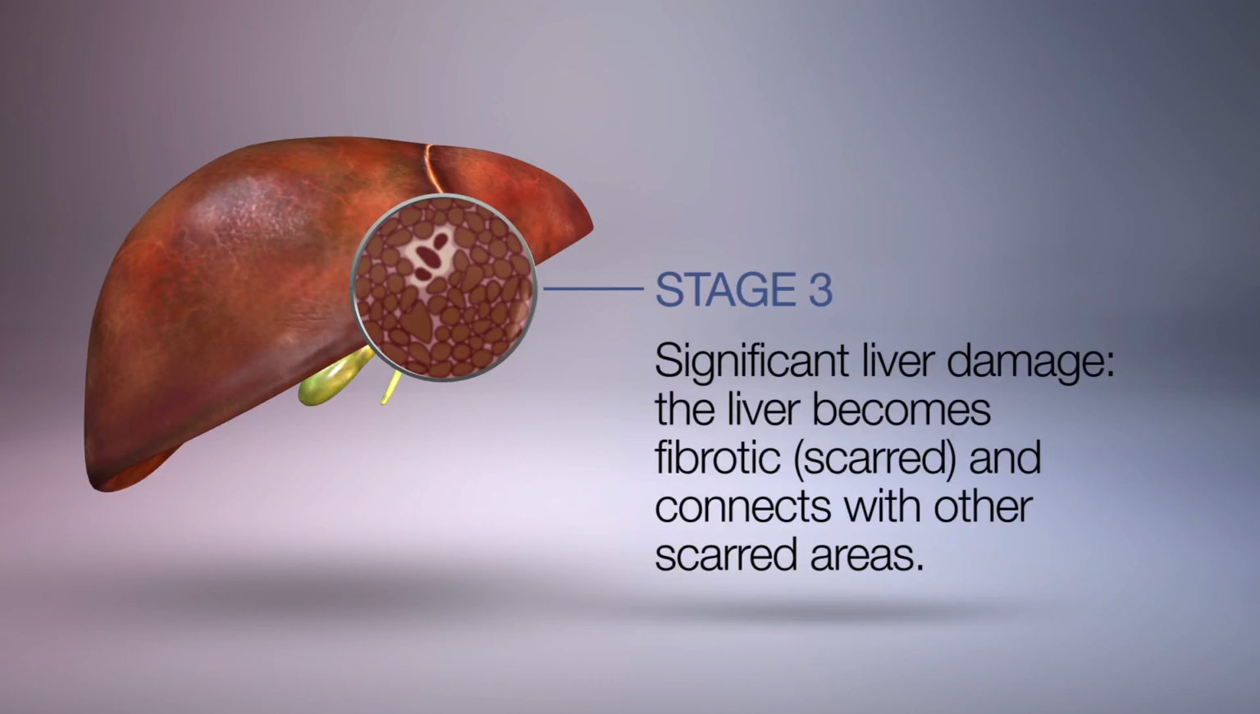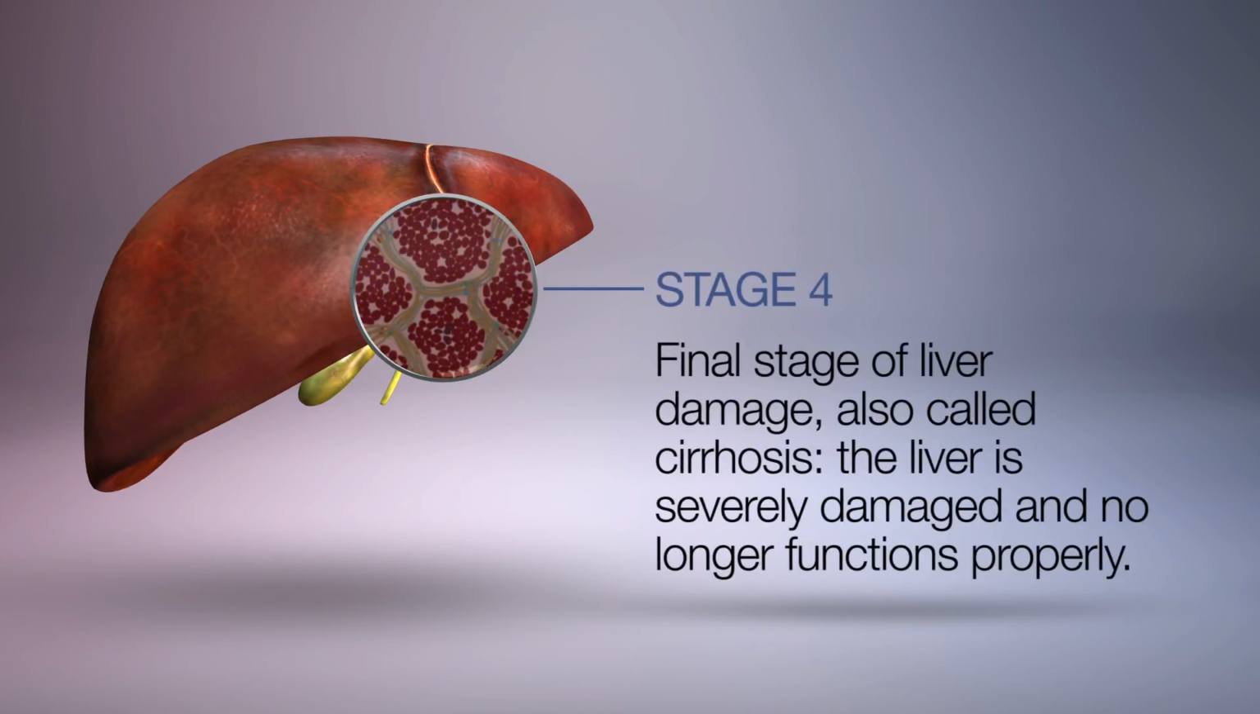Stage 3. This stage sees significant liver damage. The liver becomes fibrotic or scarred and it connects with other scarred areas. Stage 4. Final stage of liver damage, also called cirrhosis. The liver is so severely damaged that it can no longer function properly.